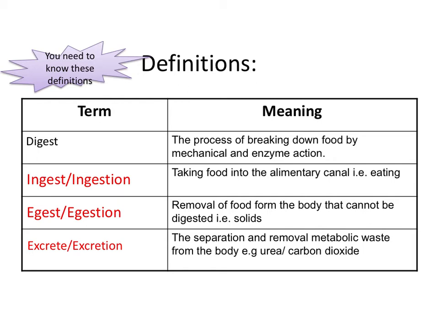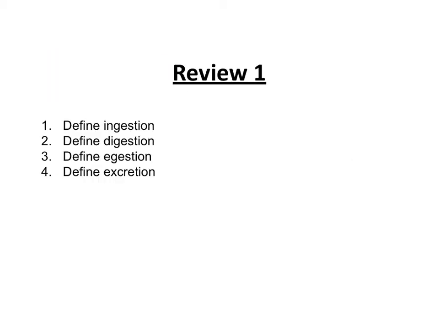To digest something is the process of breaking down food by mechanical and enzyme action. To ingest is taking food into the alimentary canal, so for example, eating. To egest something is the removal of food from the body that cannot be digested, i.e. solid. And excretion is the separation and removal of metabolic waste from the body, for example, urea and carbon dioxide.